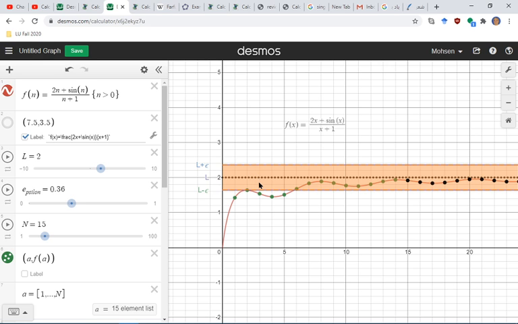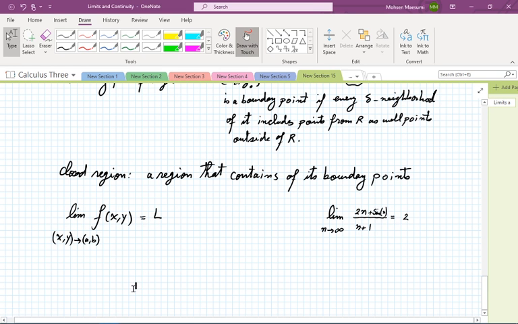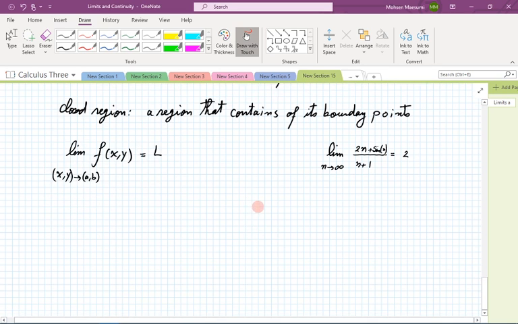And when we go to higher dimension, well, the concept of, instead of this strip, we are going to have a ball that is tightening around a certain point, and then you have to make sure that your function falls inside a certain region. So let's go back here and try to see what the definition is going to be in this case.